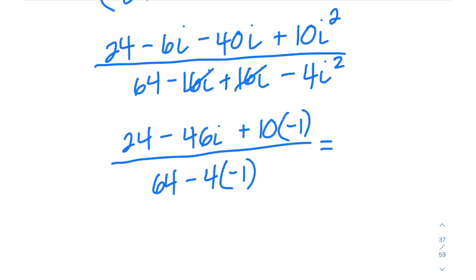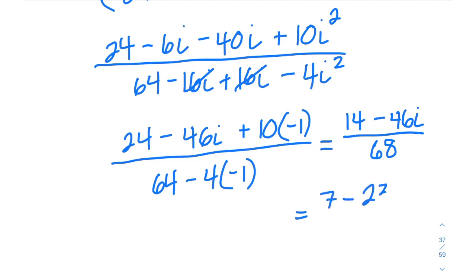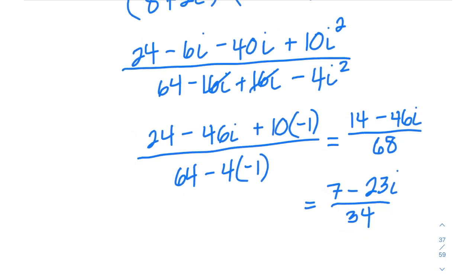And so now this will become 24 minus 10, which is 14, minus 46i, all over 64 plus 4, which is 68. And here everything is even, so we could divide each value that we see there by 2. And this can simplify to 7 minus 23i over 34.